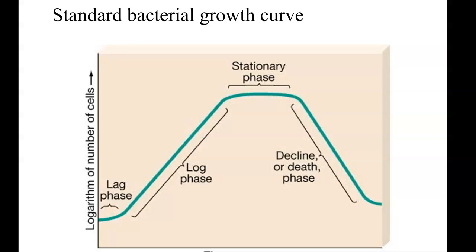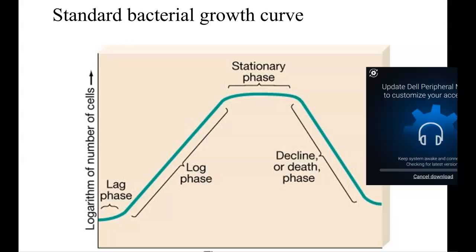And then finally, we've got decline or death phase. This is when they're dying off at a logarithmic rate. If they're endospore formers, we're going to be seeing a lot more. So if we were to take a sample of a spore-forming bacteria in a growth curve, we would probably see some spores during stationary phase, but we would certainly see a lot more in the decline or death phase.